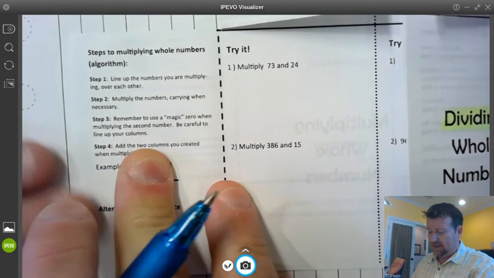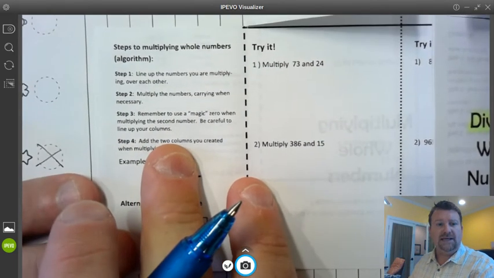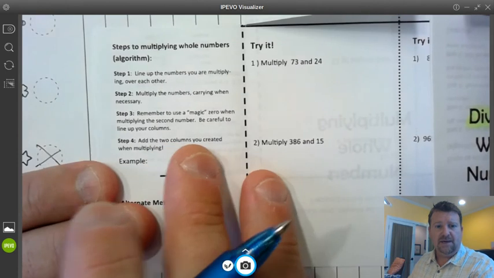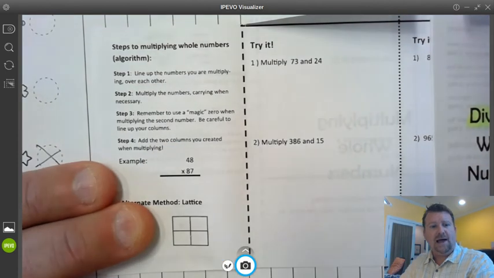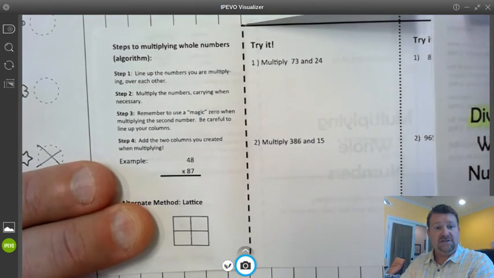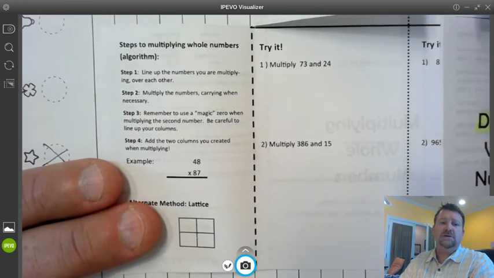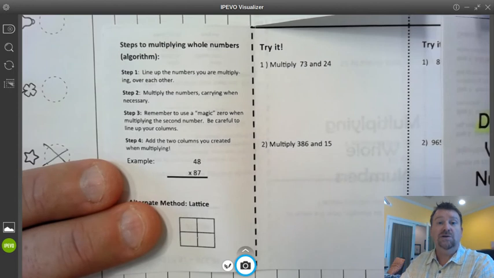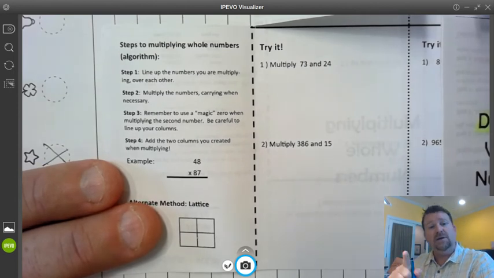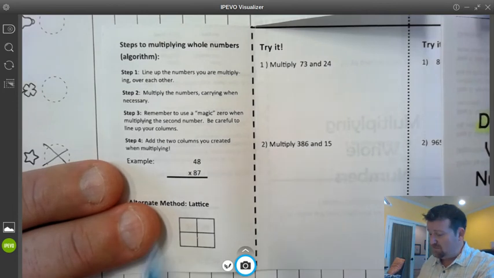reasons. In this foldable today, we talk about algorithm, and I want you to try the algorithm method. This is what your parents would have learned when they were young, but algorithm is what we're going to introduce you to when you are in iReady this week. So iReady is going to try to get you to use this method.